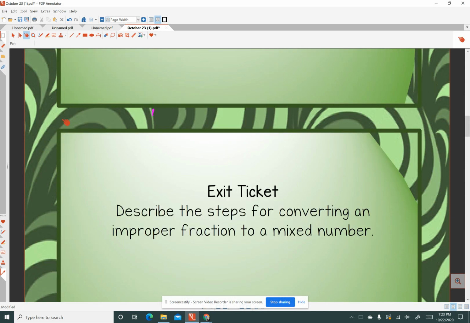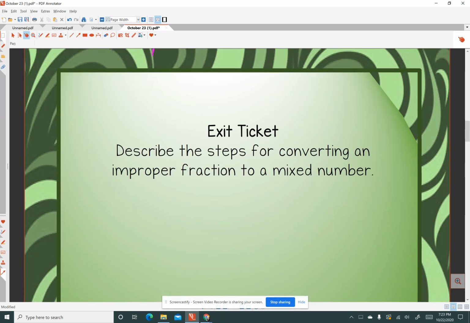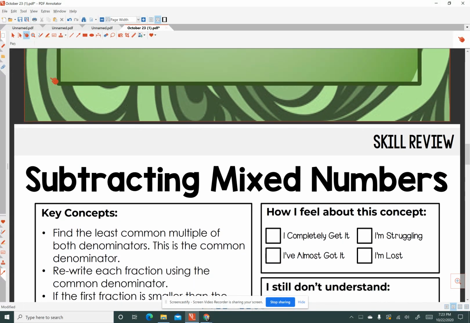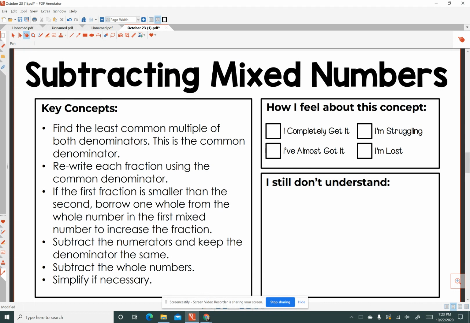So here's where we will work on our exit ticket later. We will describe the steps for converting an improper fraction to a mixed number. So let's get started. When we subtract mixed numbers, we have a lot to remember. First, we will find our least common multiple of both denominators, and that is our common denominator. We've done that before. And we will rewrite each fraction using that common denominator. We've done that before as well.